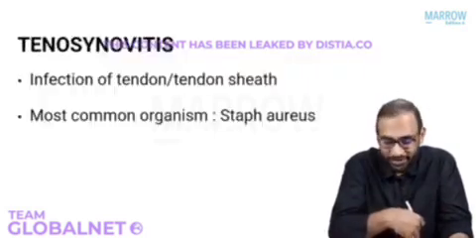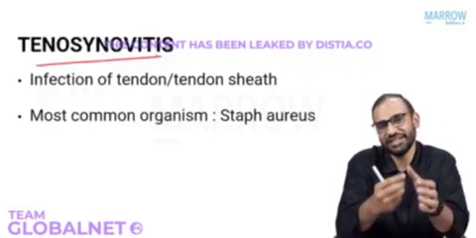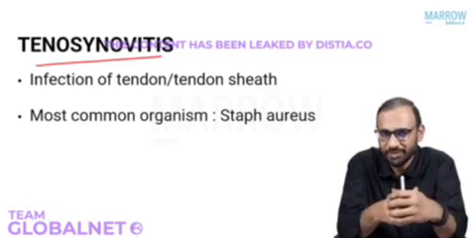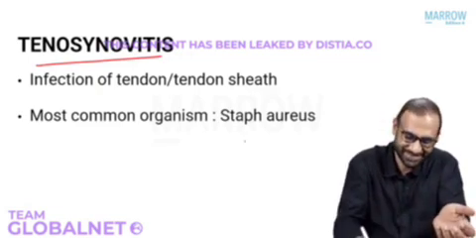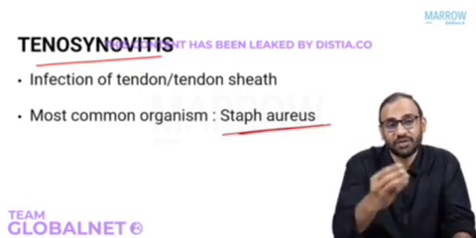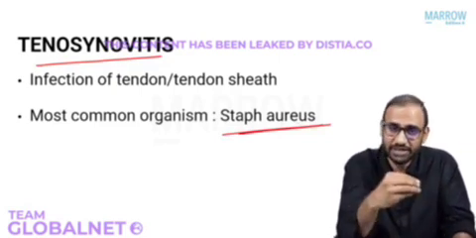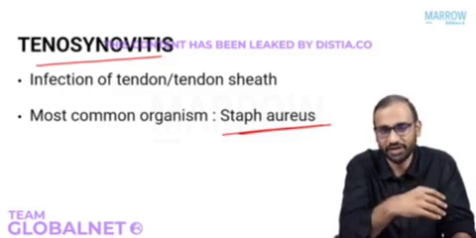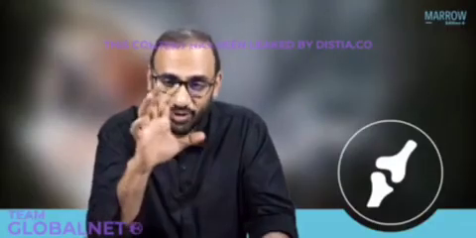Talking about tenosynovitis, what is tenosynovitis? It's the infection of the tendon sheath or the tendon itself. Obviously, what is the most common organism? Tell me. Staphylococcus aureus. It's fun now. Now, what is tenosynovitis? Inflammation or infection of the tendon sheath. What is the clinical presentation? Apart from the systemic presentation of fever and all that, local presentation. What are the local findings?